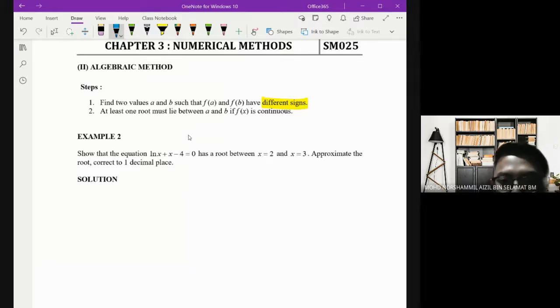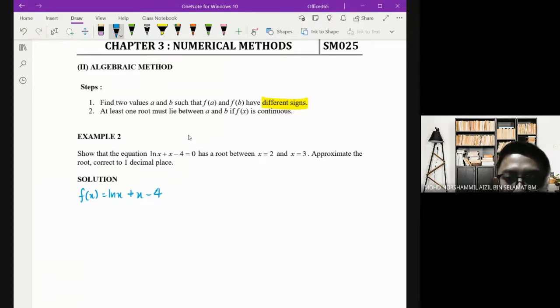Show that the equation, example sama ni. Very good, example sama. Has a root between x equals 2 and x equals 3. So approximate the root correct to 1 decimal place. Dia nak 1 decimal place je. So what we can do is we take f(x) as ln x plus x minus 4.